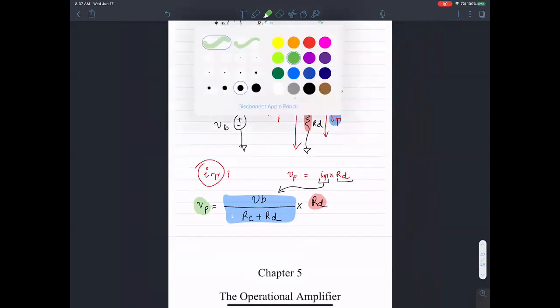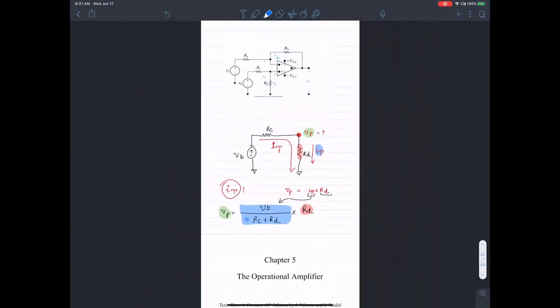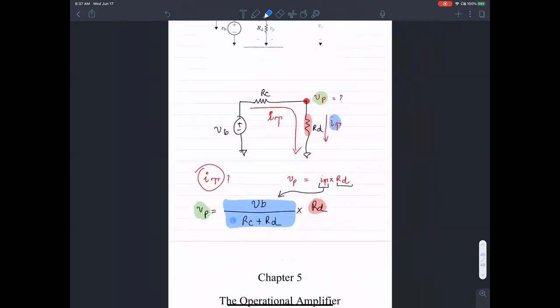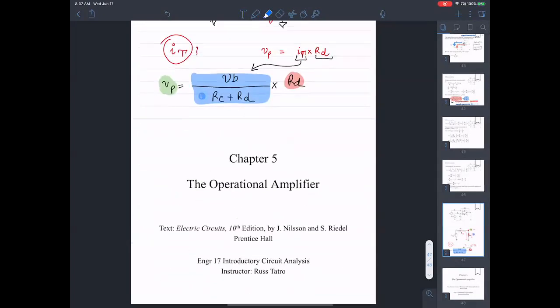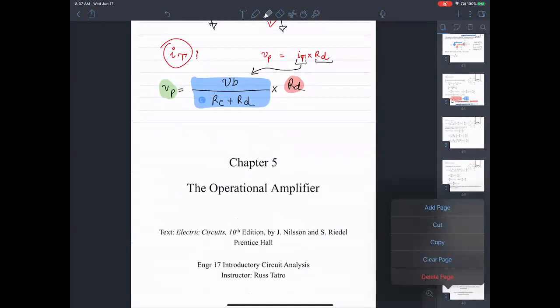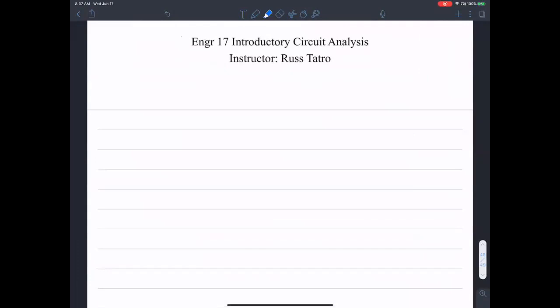Other questions, please. All right, so let's see if we can look at some problems. Let's start with an easy one. Okay, OpAmp problems. I'm going to add a page here. We'll do a couple of problems.